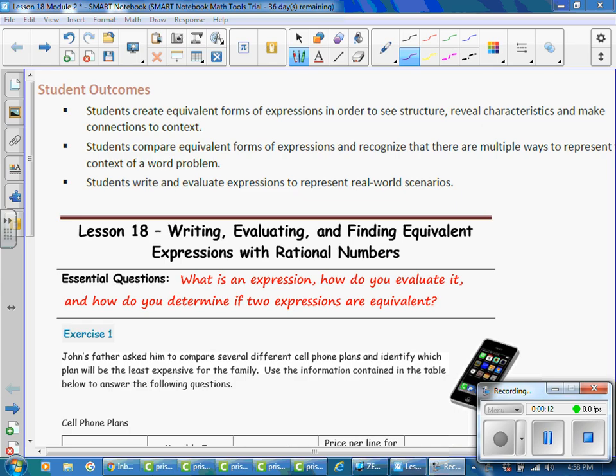Students create equivalent forms of expressions in order to see structure, reveal characteristics, and make connections to context. Students compare equivalent forms of expressions and recognize that there are multiple ways to represent a context of a word problem. Students write and evaluate expressions to represent real-world scenarios.